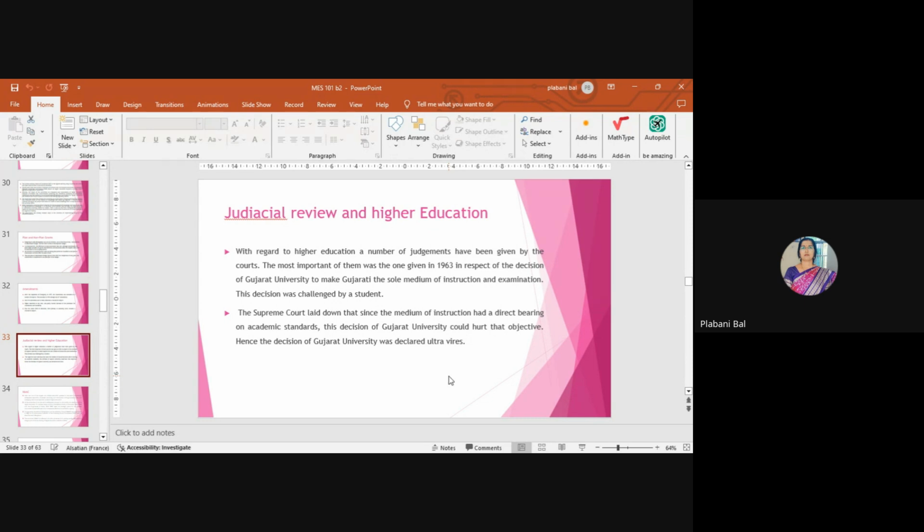This decision was challenged by the students. The Supreme Court laid down that since the medium of instruction had a direct bearing on academic standards, this decision of Gujarat University could hurt that objective. Hence, the decision of Gujarat University was declared ultra vires. It was held that the medium of instruction cannot be only the state language.